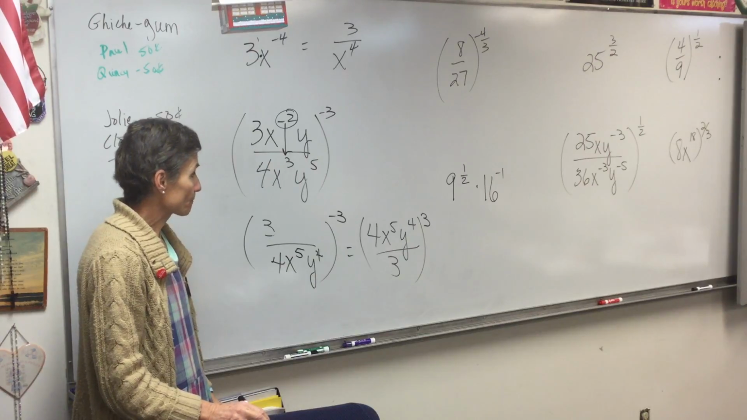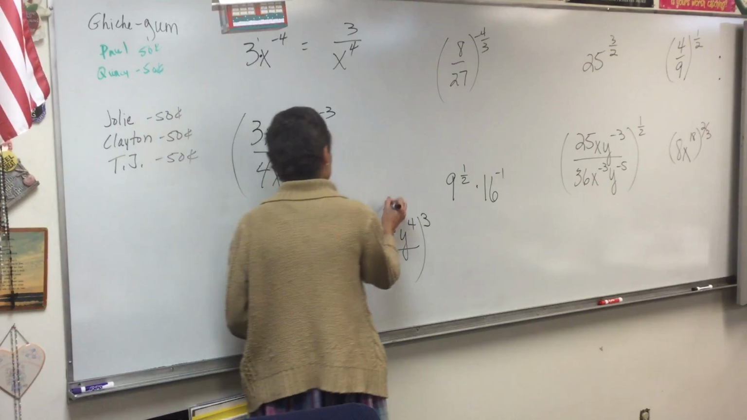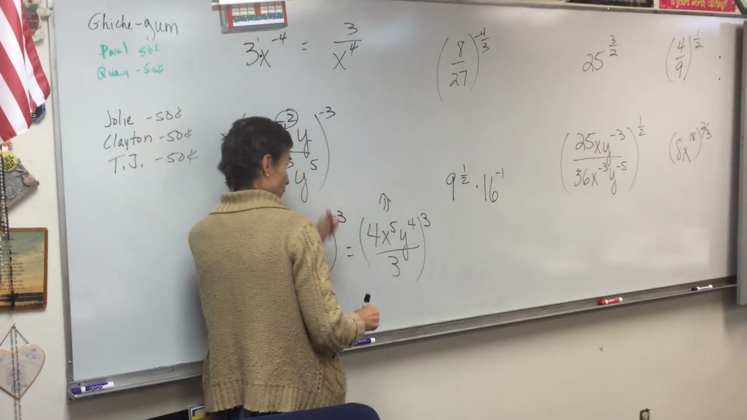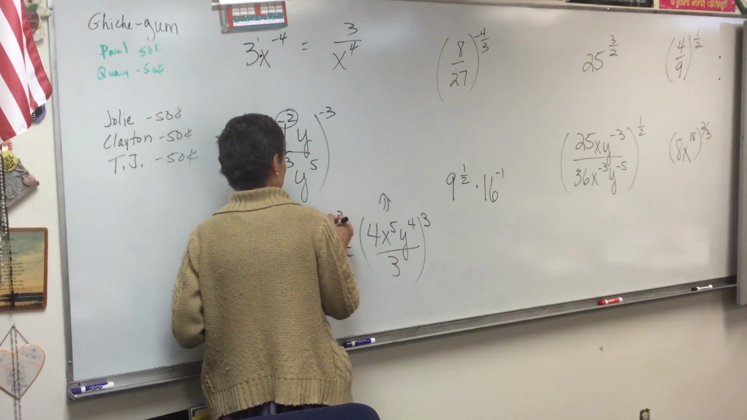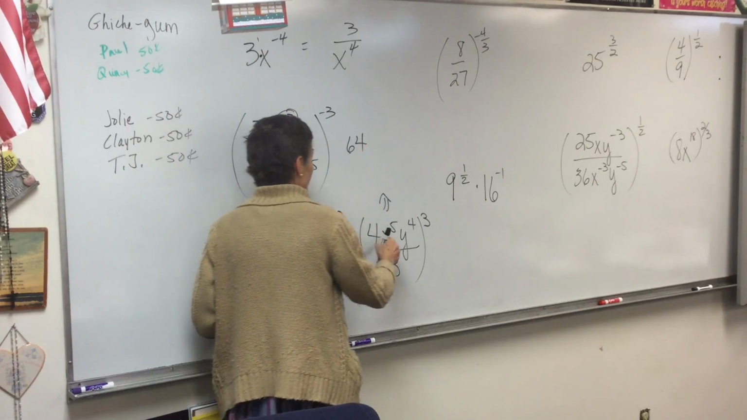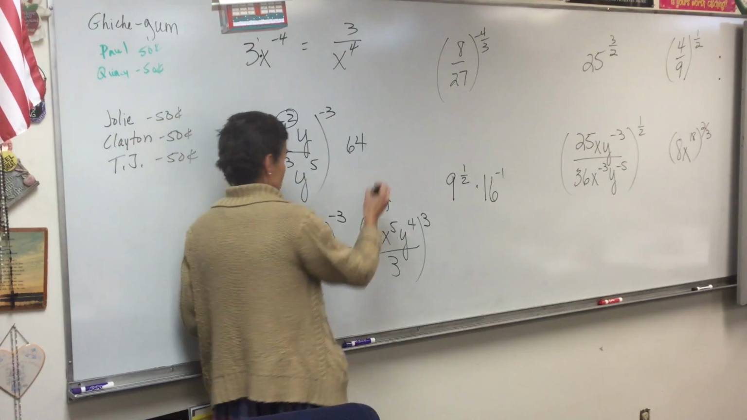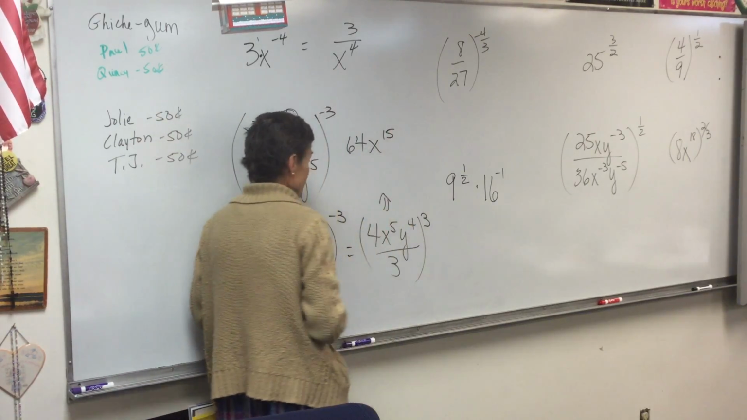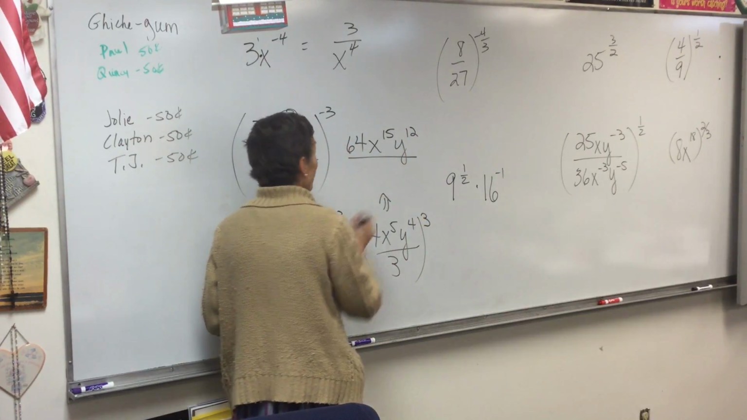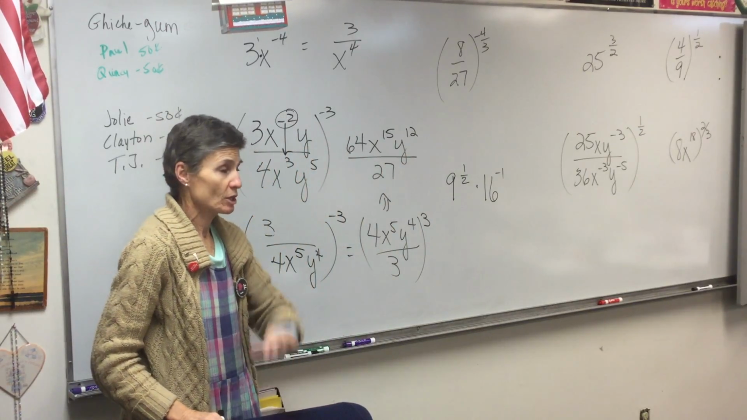Now what? Now I can cube everything, so I'll go up this way. When I cube everything, that includes the 4, so what's 4 cubed? 4 times 4 times 4. 64, I heard somebody say it, good. Now, x to the 5th to the 3rd. That would be x to the 15th, very good. y to the 12th over 27, perfect. There's the answer to the question. We cube everything.